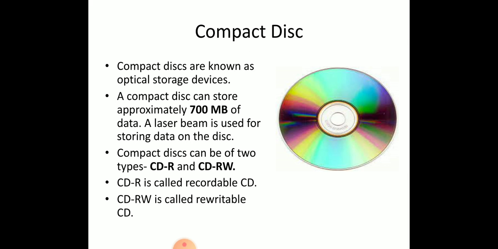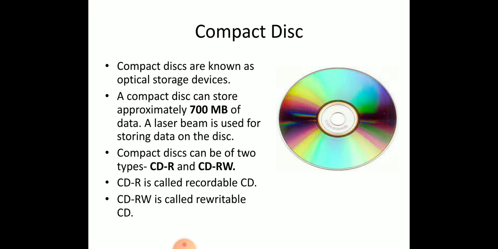Second is compact disc. Compact disc, that is CD, are known as optical storage devices. A CD can store approximately 700 MB of data. A laser beam is used for storing data on the disk. CD can be of two types, CD-R and CD-RW. CD-R is called recordable CD and CD-RW is called rewritable CD.